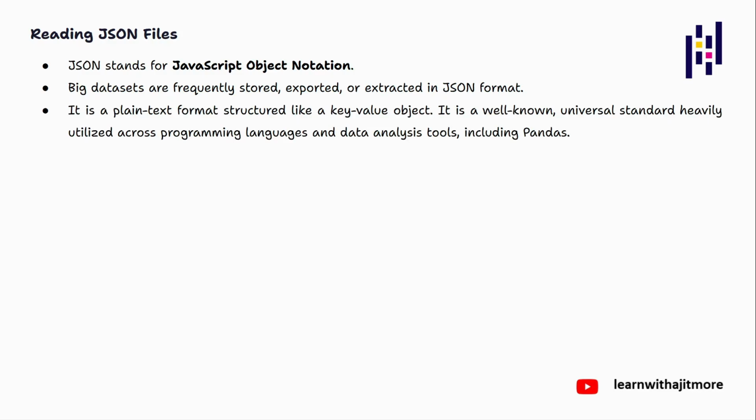I gave those two examples because I'm from that programming background. Therefore, I told those who are only working in Tableau, Power BI and all, in those software also, you can read JSON data. So it is a plain text format like CSV, but the structure is like a dictionary, key comma value, like a Python dictionary. It is a well-known universal standard, heavily utilized across programming languages, like in Node.js or in your Java Spring framework, even in Python Django also.